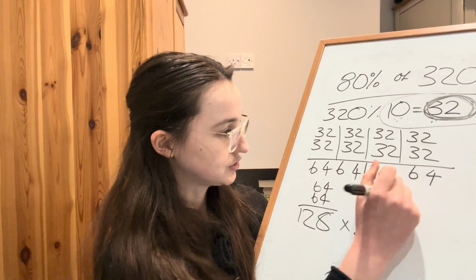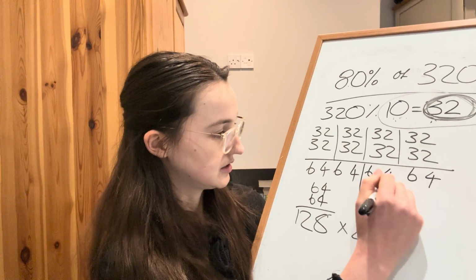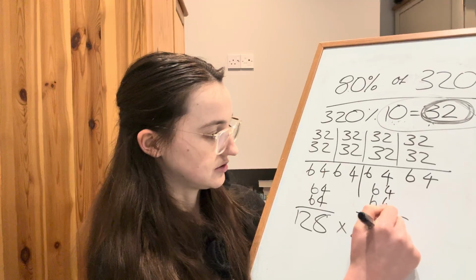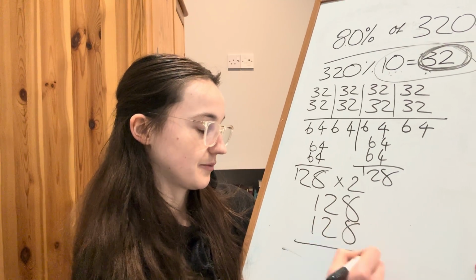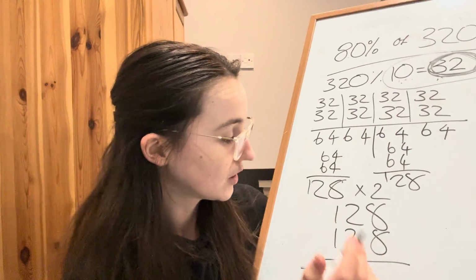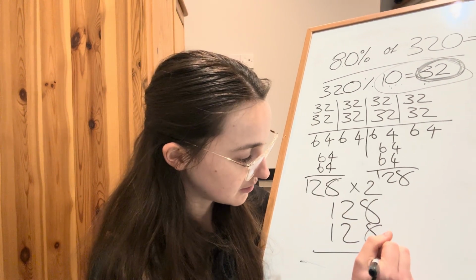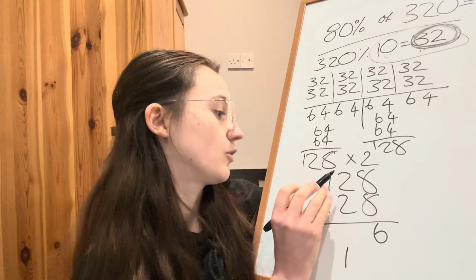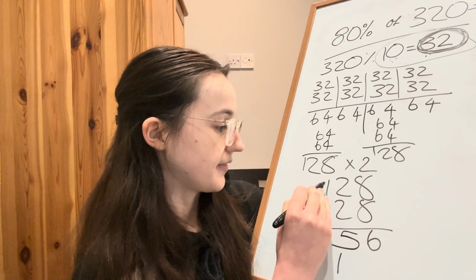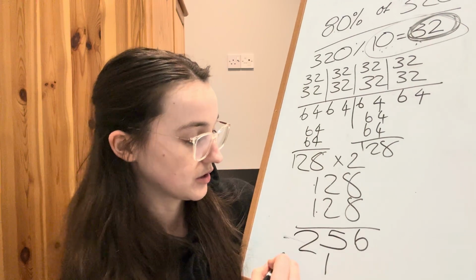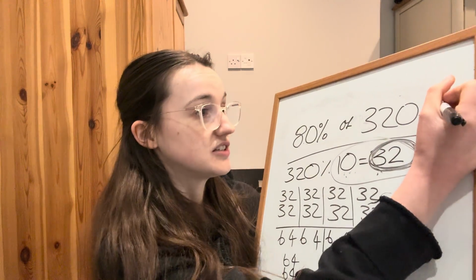I'm going to times that by 2 because we've got 64 over here. And 64 again. So that's 128. So we're then going to do 128 plus 128. Which gets us what? 8 plus 8 is 16. Very good, we're going to carry the 1. We've got 2 plus 2 is 4, plus 1 is 5. And then 1 and 1 is 2. So your answer is 256.